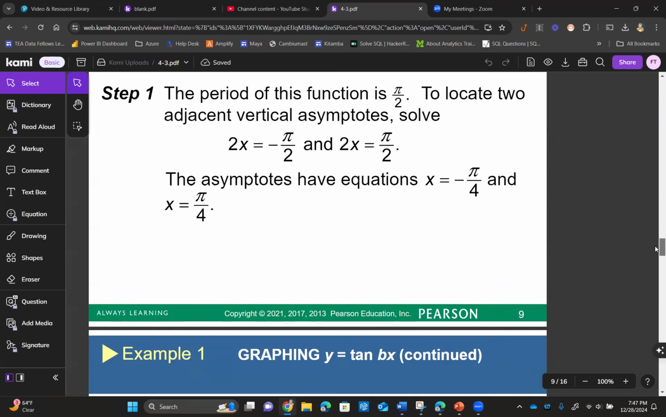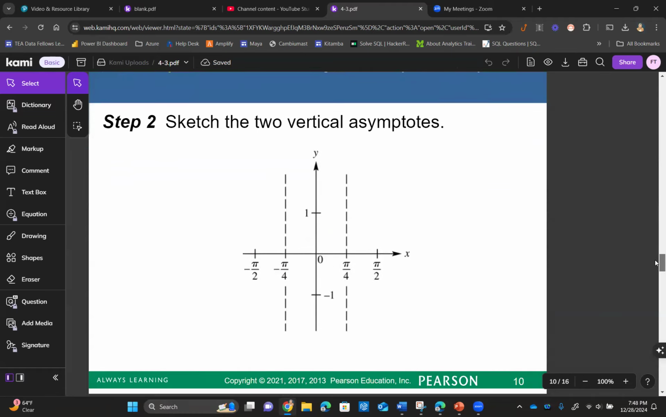So the first asymptote will be at negative pi over 4, and the other one is going to be pi over 4, because if you remember the original tangent x graph, one of the asymptotes was at negative pi over 2, and the other asymptote was at pi over 2. Since we have to divide these angles by 2 because the b value is 2, now the vertical asymptotes will be at negative pi over 4 and positive pi over 4. So it will be very smart if we first sketch the asymptotes.